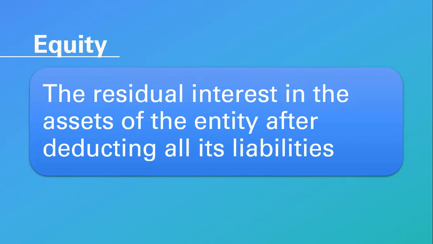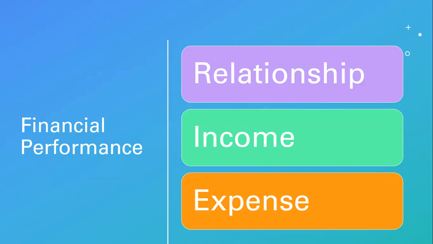And then the final element of the financial position is the equity. The equity is simply the residual interest in the assets of the entity after all the liabilities have been deducted. So it's the same as the net assets, which is the total assets minus the total liabilities. We would continue to look at the second element of the financial statements.